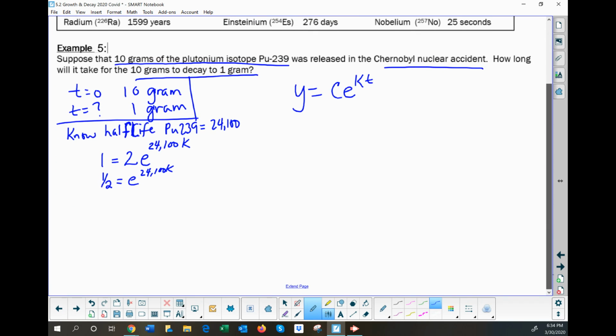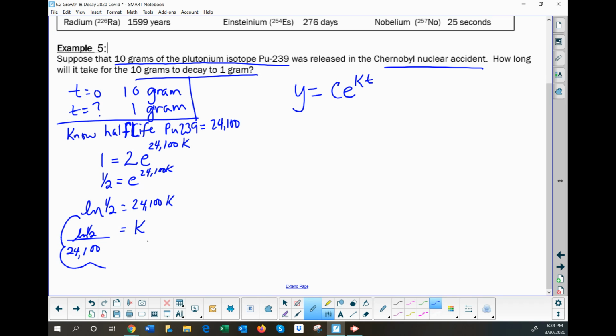And then natural log both sides. I have the natural log of 1/2 equals 24,100 k. Let's solve for k. So I'm going to have k equals natural log of 1/2 divided by 24,100. All right, now that we've got k, we can go and complete the rest of the problem.